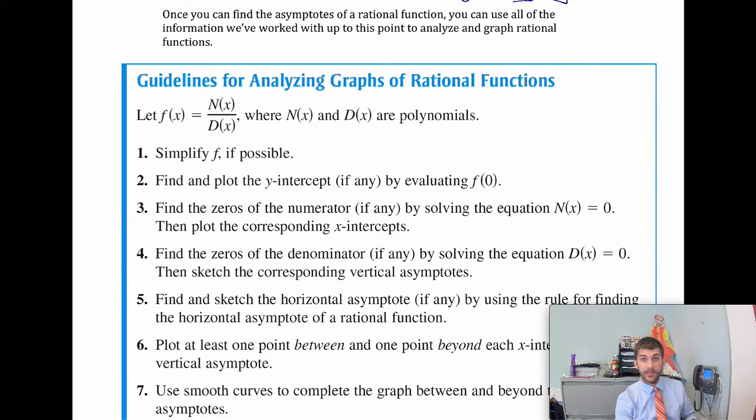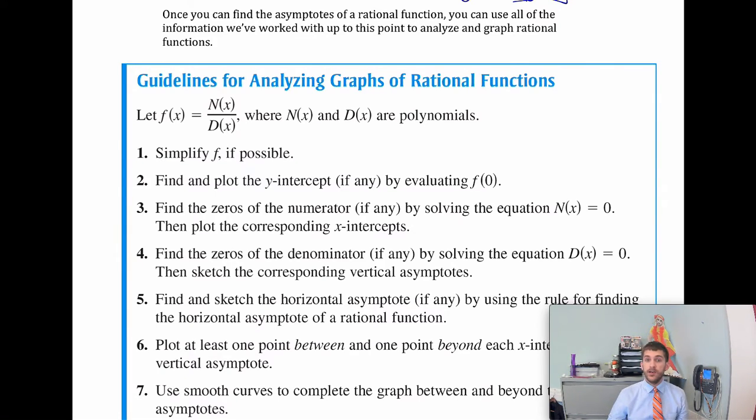Now that we've got all that done for the asymptotes, we're going to start putting things together and actually graphing the information that we have. So for the guidelines for analyzing graphs of rational functions, we're going to start with f of x equals n of x over d of x, again, numerator over denominator, where they're both polynomials. The first thing we're always going to try to do is simplify. So if we can factor and cancel some stuff out, we will.